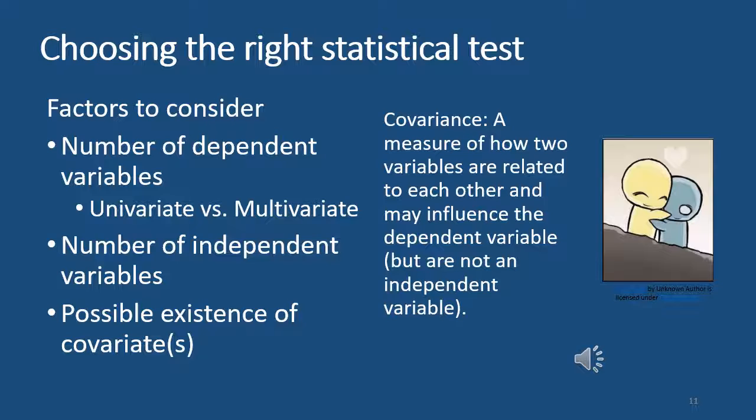So just as a quick review, the dependent variable is the outcome variable that is affected or influenced by the independent variable, and the independent variable influences the dependent variable and may be controlled or manipulated by the investigator to affect the dependent variable. So covariance exists when 2 variables are related to each other and may influence the dependent variable, but they are not an independent variable.